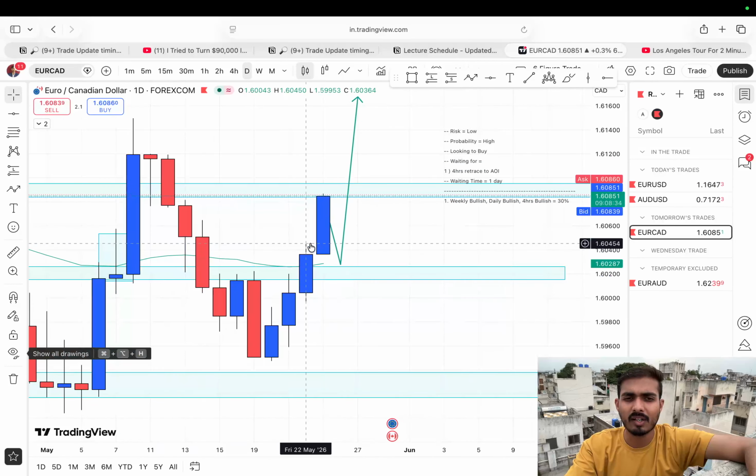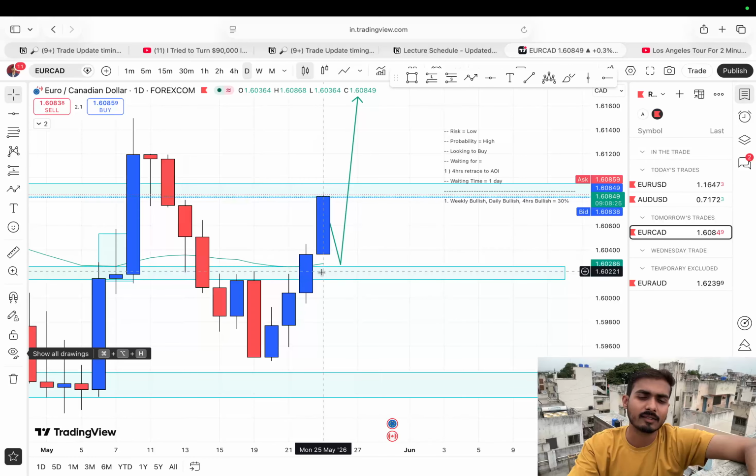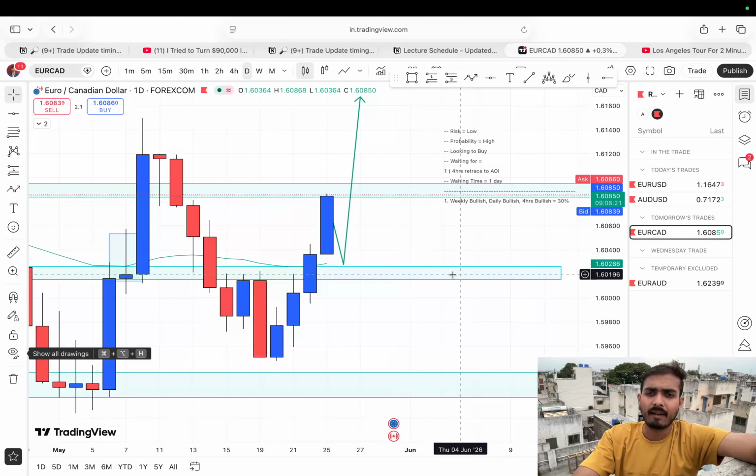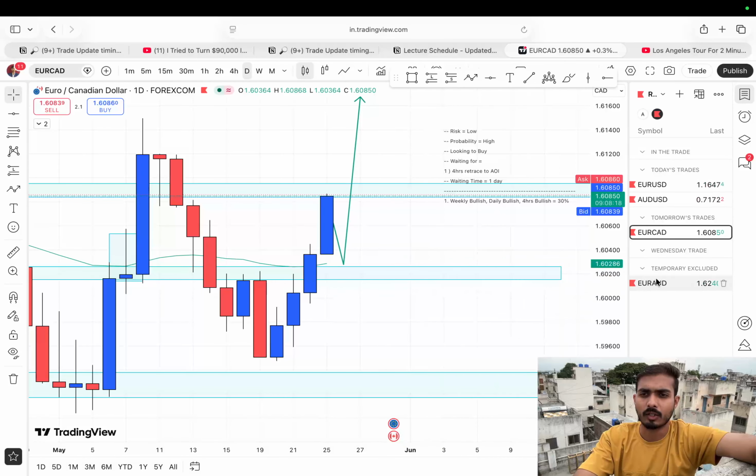That wick, what is a wick? Wick means the line which is above the candle and below the candle. Look at this. This is a line. This is a line. This is a line. So until the line is made, I'm not interested in taking the trade to the upside.